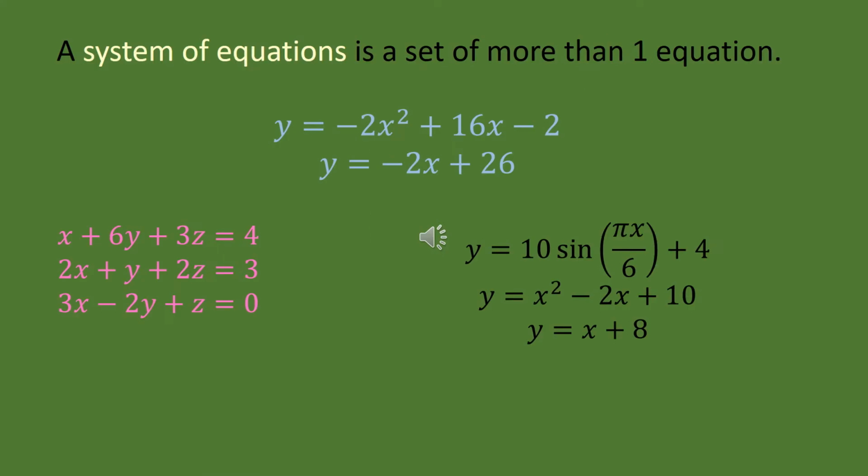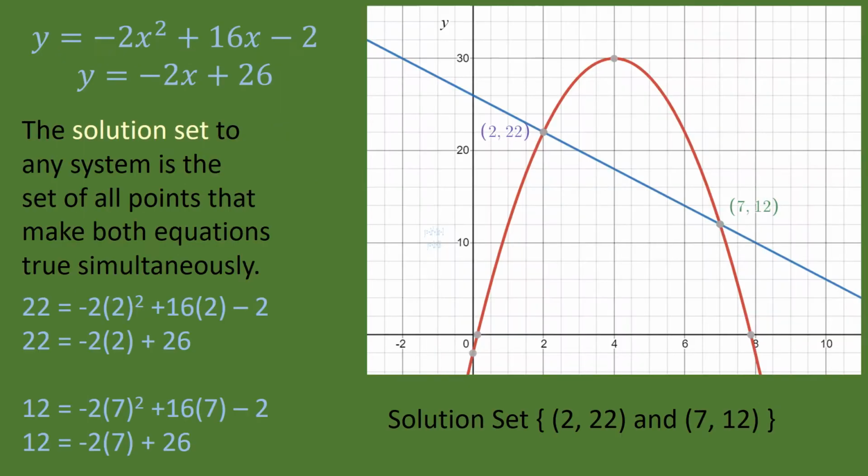A system of equations is a set of more than one equation. Here we have 3 examples. Notice you can have any kind of equations in your system. It's a system if it has more than one equation. The solution to any system is the set of all points that make both equations true at the same time.